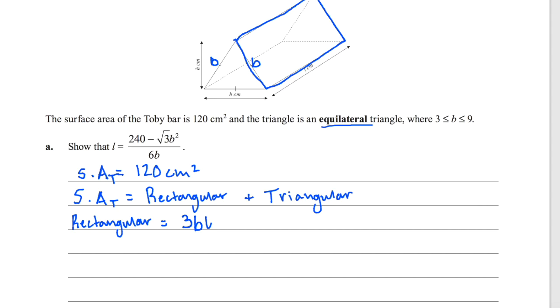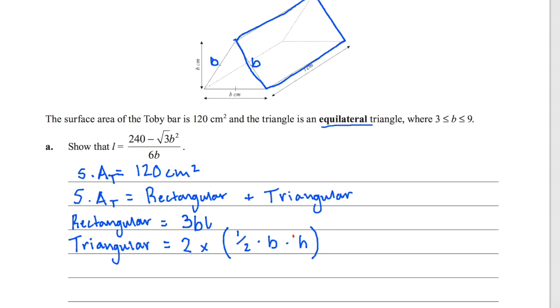Then we're going to have to add on the triangular parts. The triangular parts, well, first of all, we've got 2 of them. We've got the front and the back, so we know it's 2 times something. Okay, well, what is that something? Well, the area of a triangle is a half times the base. The base is B in this case, so we're just going to call it B, times the height. Okay, looking good so far.